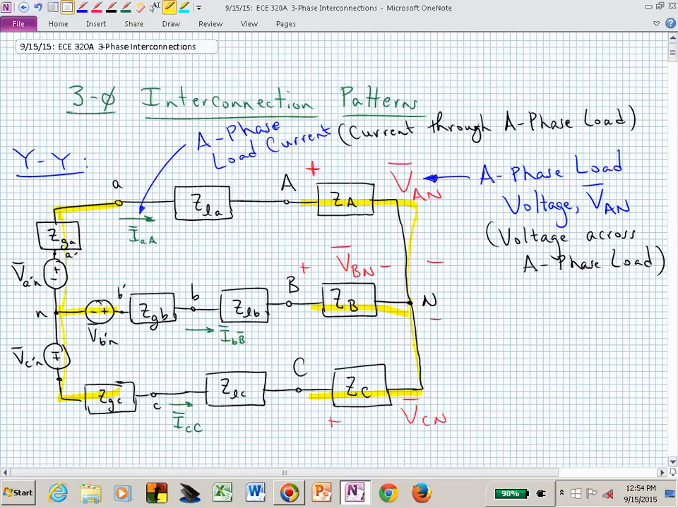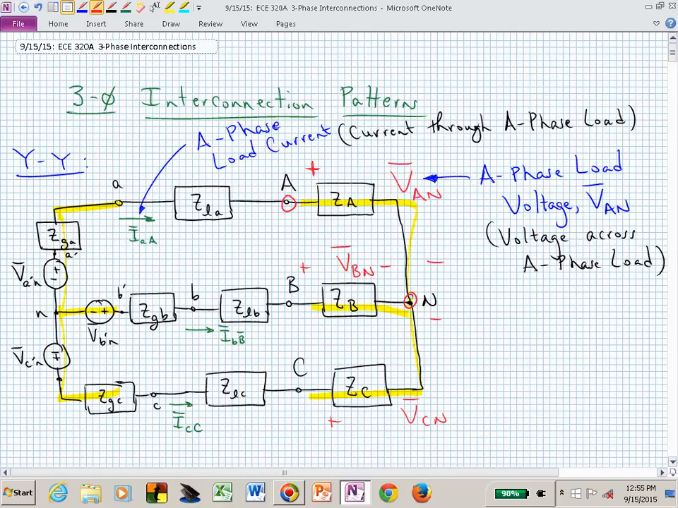A and N. Is it clear that we would be going between here and there to measure that voltage? That's the A phase voltage. That's not the same as the line voltage in the A phase. That's why I said this terminology can be a little bit particular.